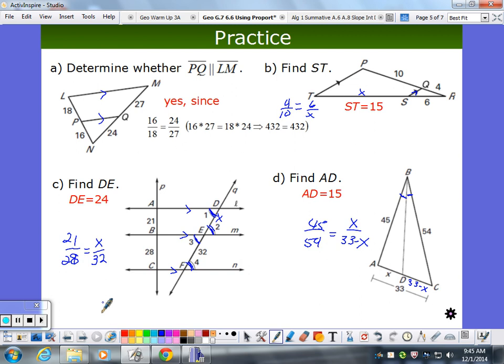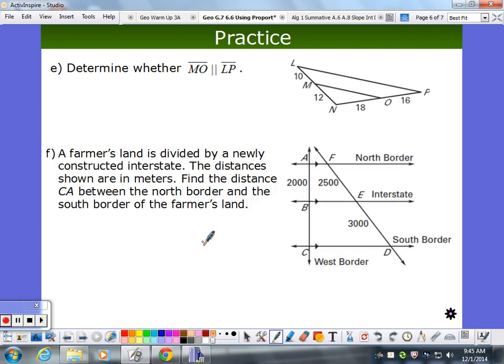We're going to let you finish them. Let's see what's going on here. Determine whether these are parallel, MO and LP. Well, how can I determine they're parallel? We've got that theorem that says if this over that equals that over that, then the lines are parallel. So basically asking, is 12 over 10 the same as 18 over 16? Question mark. So go this way, go this way. Do you get the same number? You don't, right? This cross product is not equal. I'll let you kind of fill in those details. So, therefore, the lines are not parallel.